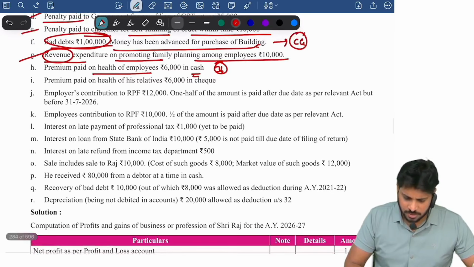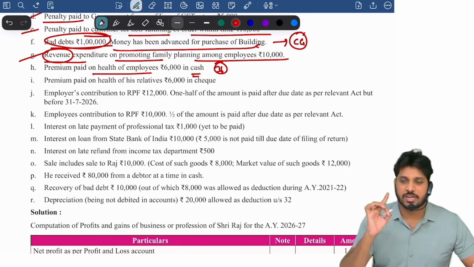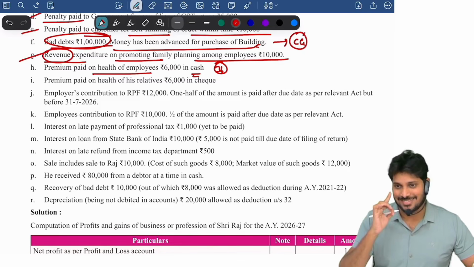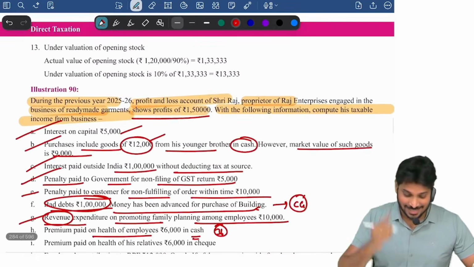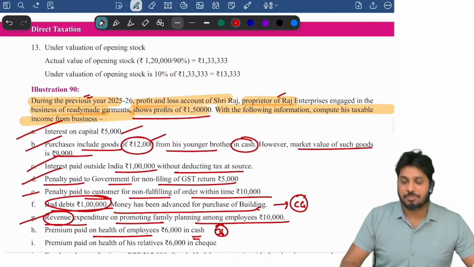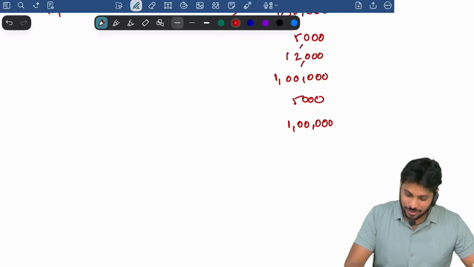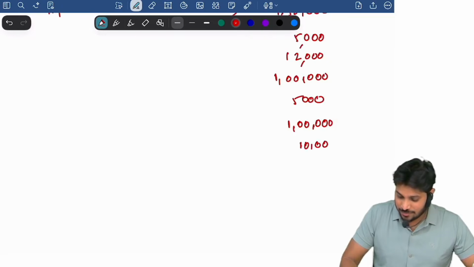No, it is allowed. Expenditure. Wait. Family planning is only for companies. Correct. Here SSE is proprietor. Very good. Yeah, 10,000. We need to add back. Family planning 10,000. We need to add back.